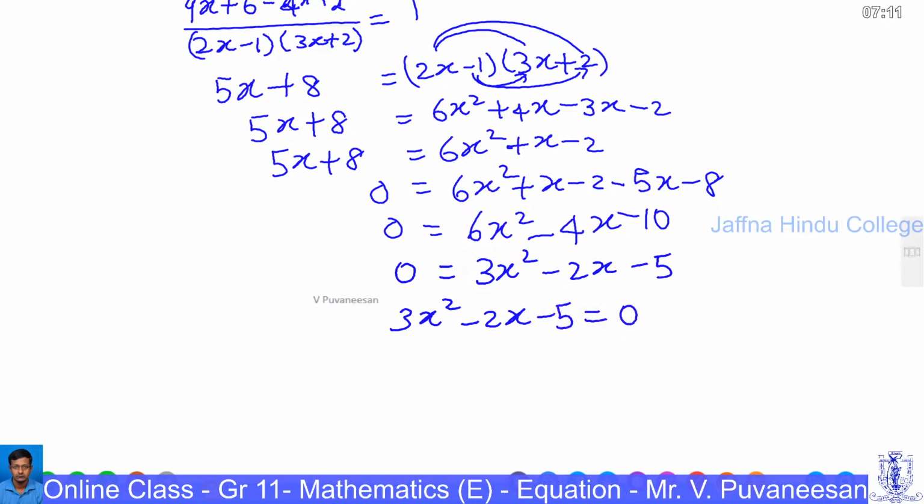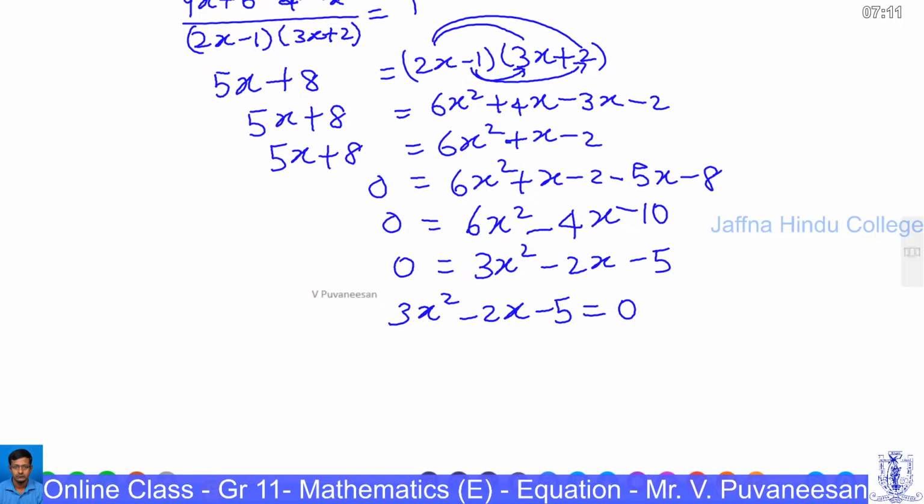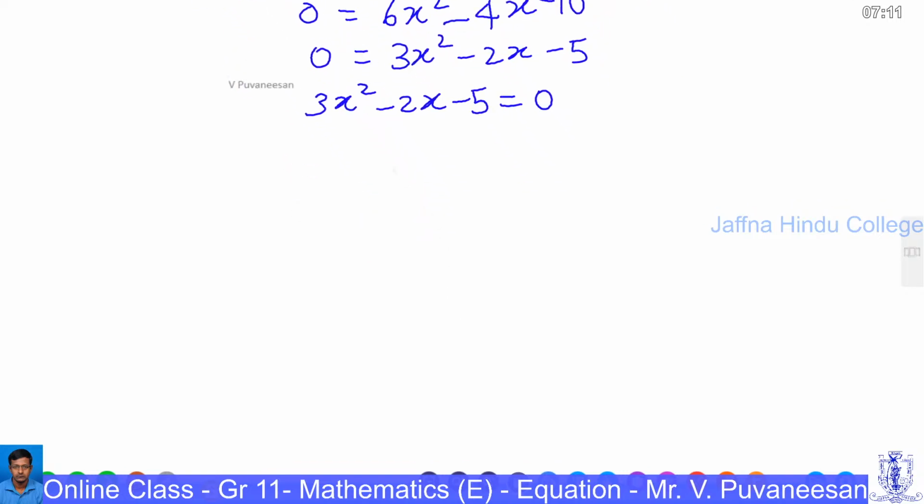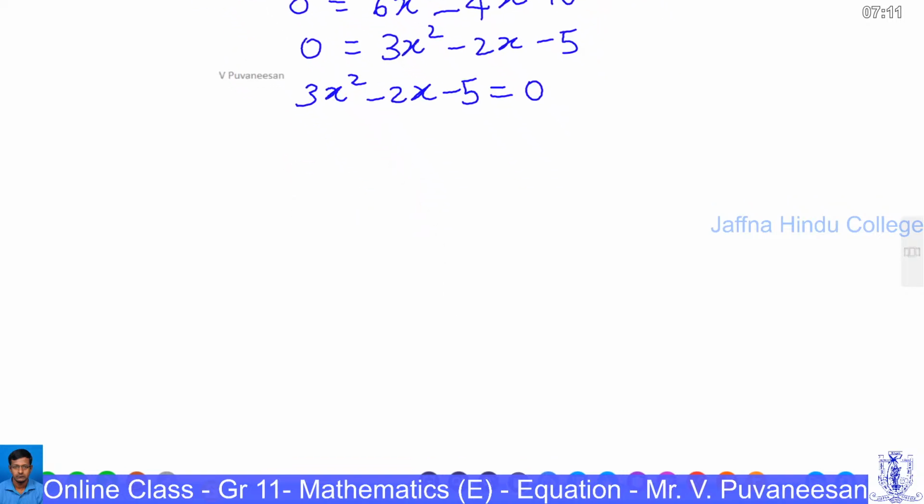Now here is a quadratic equation, so we have to factorize this. To factorize this equation, we first need to consider the coefficient. In this equation the coefficient of x square is not equal to 1. If it is not equal to 1, we consider 3 into minus 5.